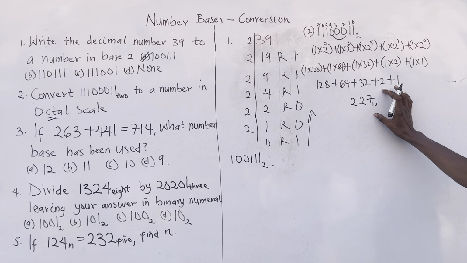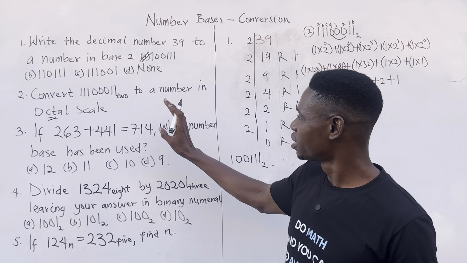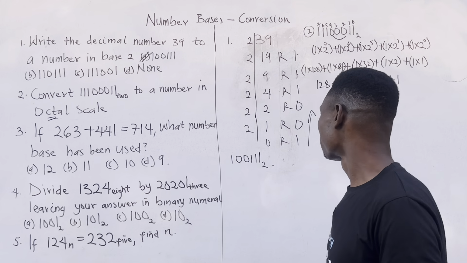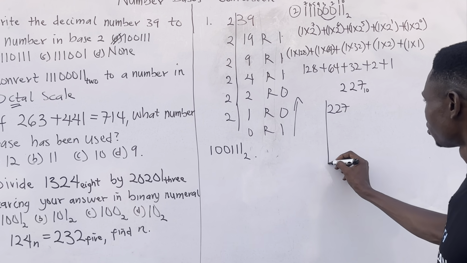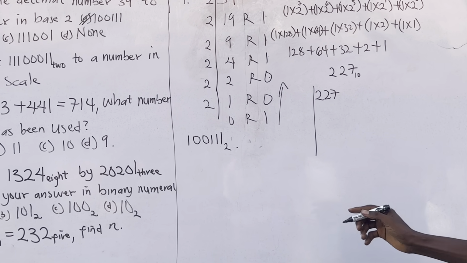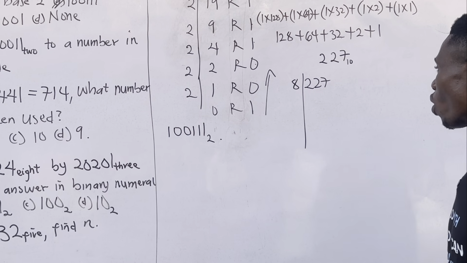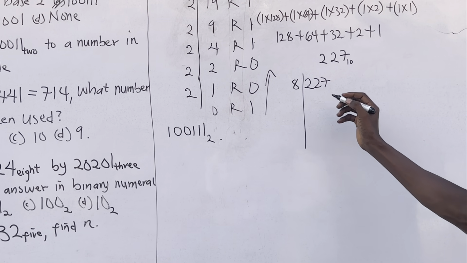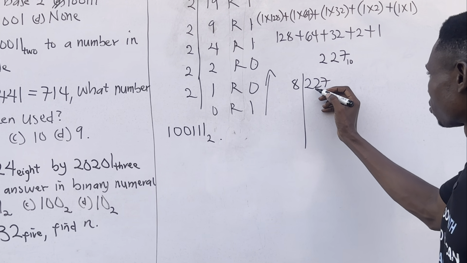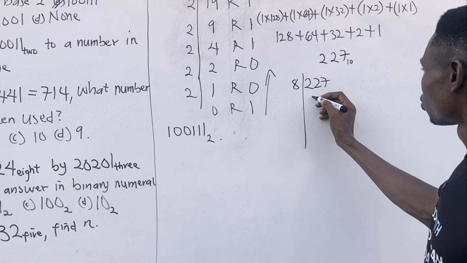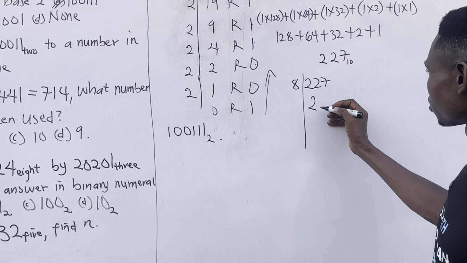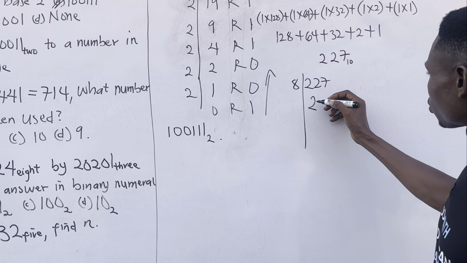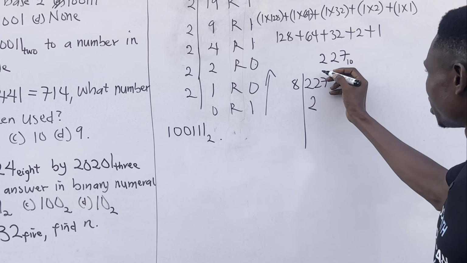Now that's not what they want, because we're required to convert to base 8, the octal number. So how do we do that? So we'll pick our 227 and now we're converting to base 8. So we're dividing by 8. So 8 in 22, that's 2, that's 16. Okay, that's 16 plus 4 is 20, so 6.